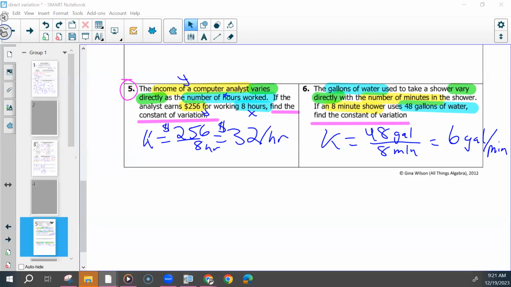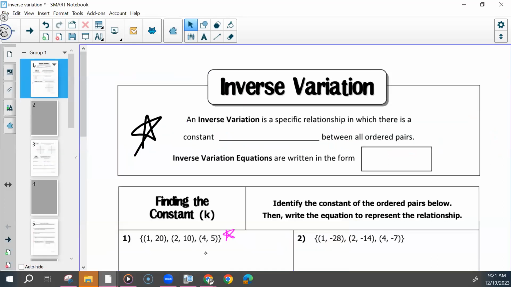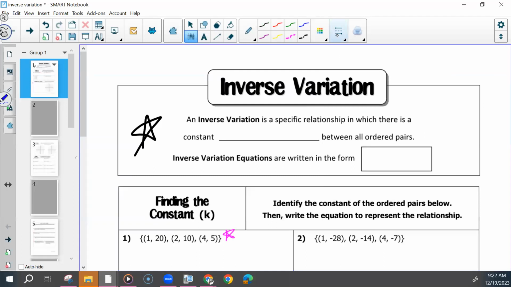Right, inverse is going to go a little bit faster because it's really the same as direct, but the equations are a little different. So if direct had a specific relationship where there was a constant ratio, what do you think inverse is going to have? Opposite of dividing. Multiplying, but the end result. What would be the end result of multiplying?